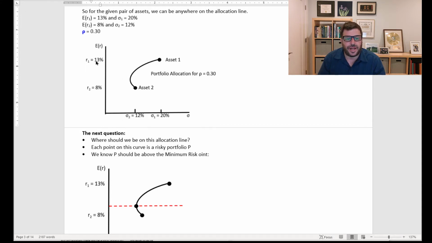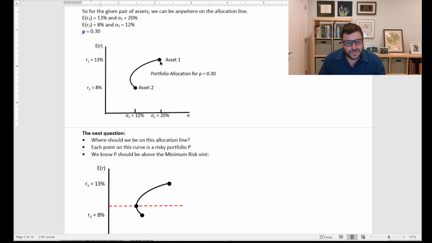I can be in asset 1 and have 13 and 20, or I can have some combination between them, but because they're not perfectly positively correlated, I don't move along a diagonal straight line. I move along this parabola-looking thing, and so for any return, I can actually achieve a risk that is lower than I would be able to achieve if this were a straight line. And so this is my portfolio allocation set.